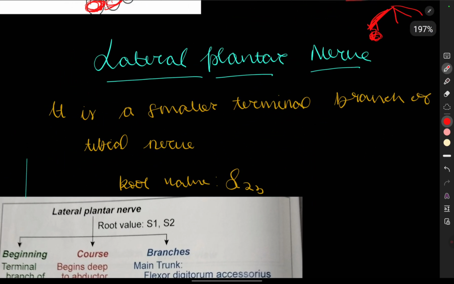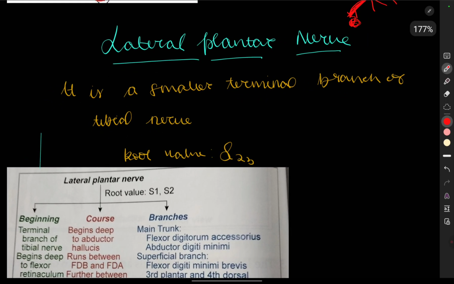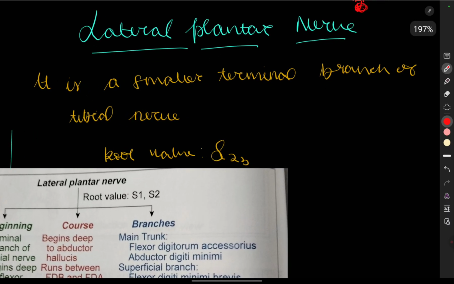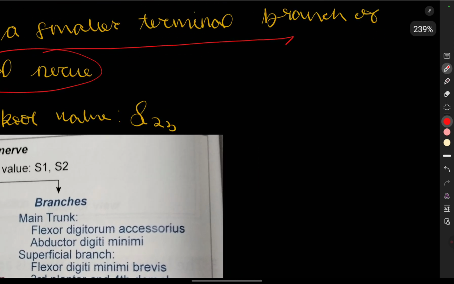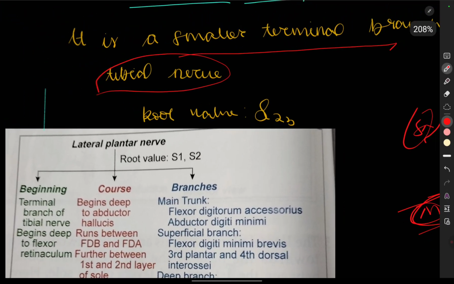Now what is the lateral plantar nerve? It is the plantar nerve on the lateral side. It is the smaller terminal branch of the tibial nerve, as I've already told. Suppose this is the tibial nerve. It gives off 2 branches, a smaller one and a larger one. Remember ML in this case: M stands for medial and L stands for larger. So of course the lateral side is the smaller terminal branch of the tibial nerve.